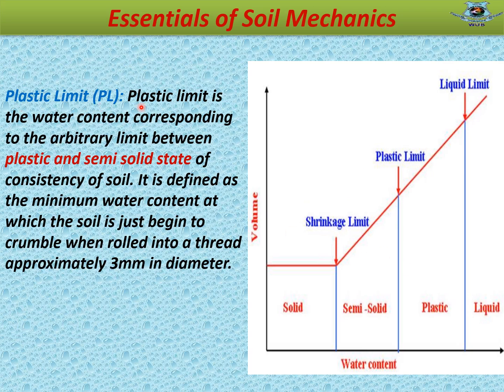Plastic limit, PL. Plastic limit is the water content corresponding to the arbitrary limit between plastic and semi-solid state of consistency of soil. So we can say plastic limit is the boundary limit between plastic and semi-solid state. It is defined as the minimum water content at which the soil just begins to crumble when rolled into a thread approximately 3 mm in diameter. If we decrease water content slightly, the soil will become semi-solid.